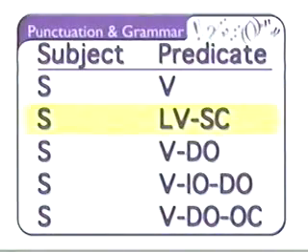Subject verb, subject linking verb, subject complement, subject verb direct object, subject verb indirect object, direct object. Finally, subject verb direct object, object complement. And there you have it, the 5 basic sentence structures or patterns. I think you're ready to play ball.